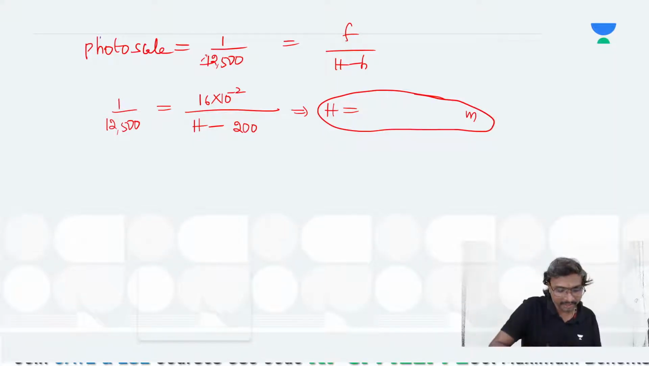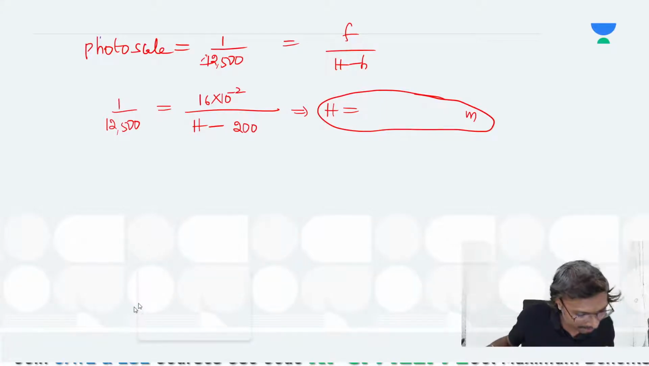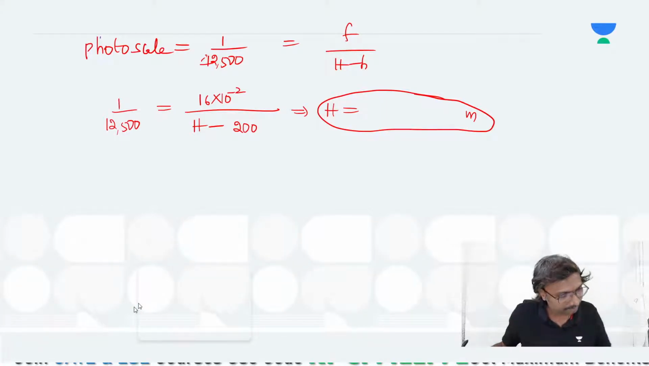Somebody just check it. Somebody check this value and tell me how much you are getting. Somebody calculate and tell me how much everybody is getting.